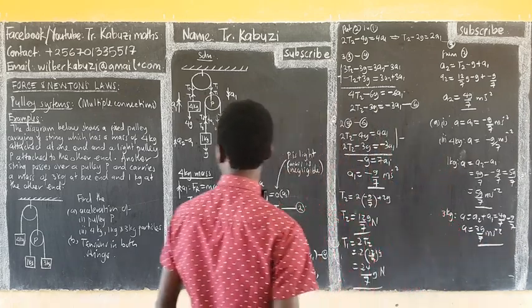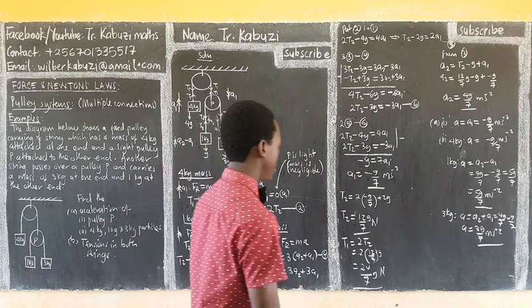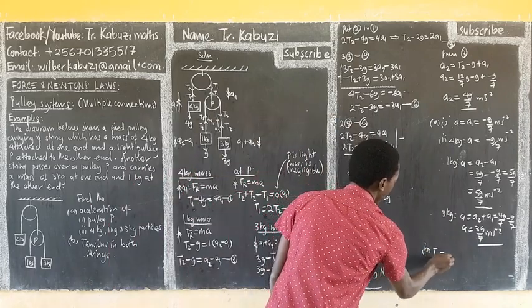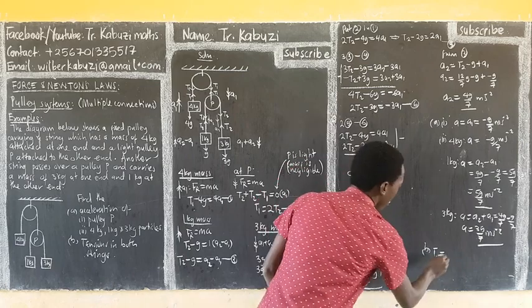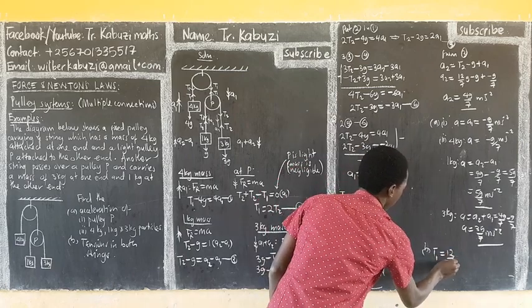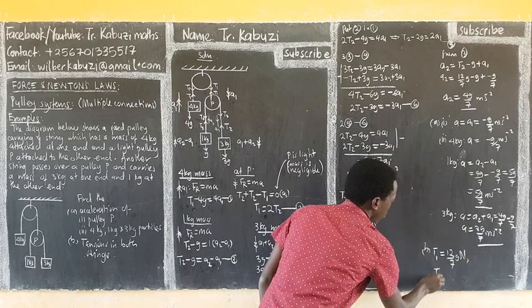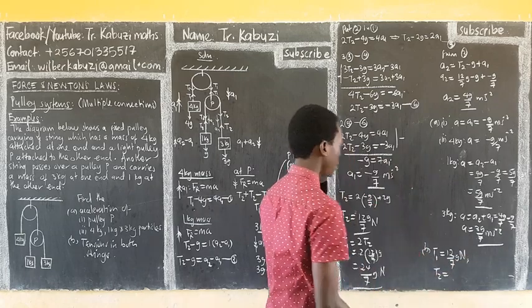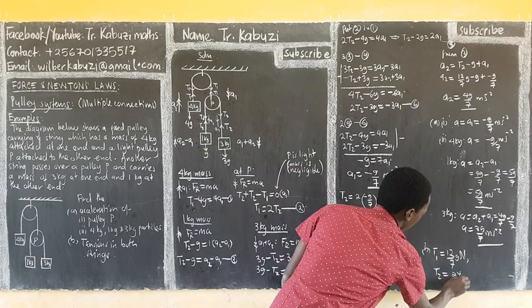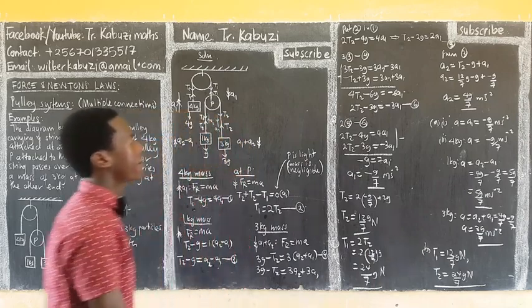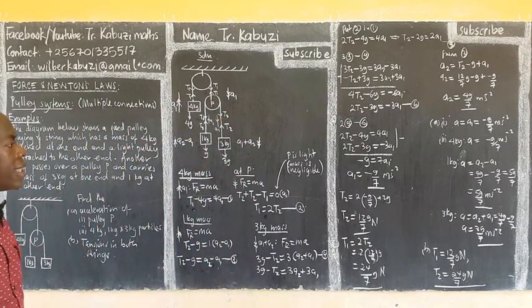Okay. What about the tension in the strings? This is part B. Our T1 is going to be 12 over 7b newtons. Then T2 is going to be 24 over 7b newtons. And the question is done. So that's how you handle those things there.